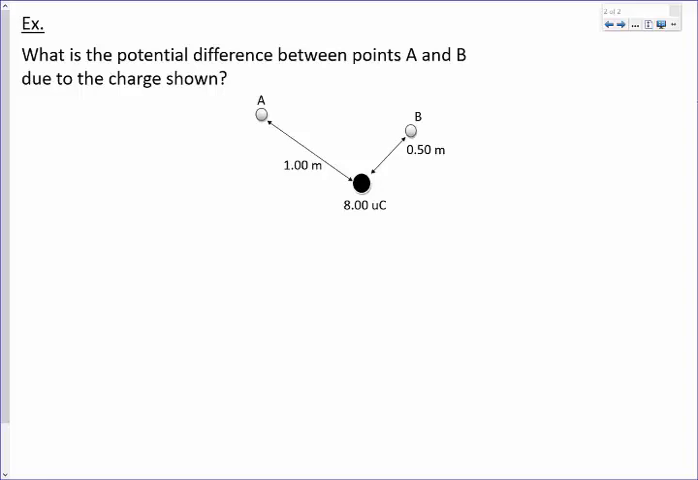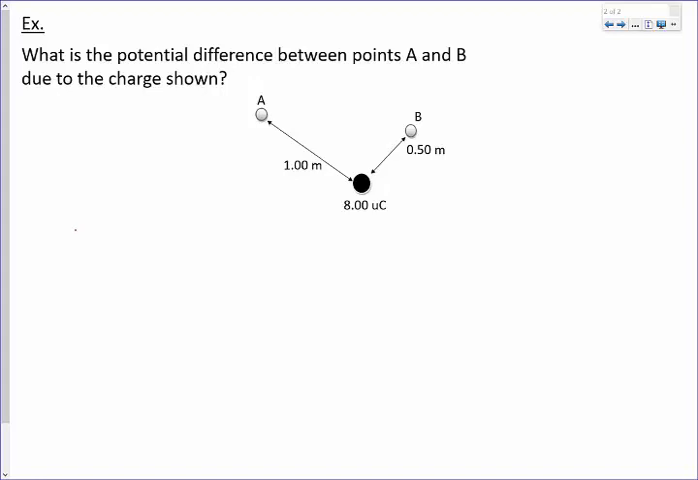So what is the potential difference between A and B due to the charge shown? So we have two different points in space, and we want to find the potential difference between A and B. Now, what we don't know is if we're moving from A to B or B to A. So we may get a negative, we may get a positive. It doesn't really matter. We just want to find the potential difference from A to B.